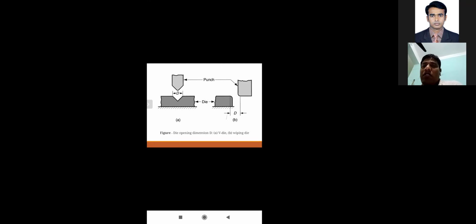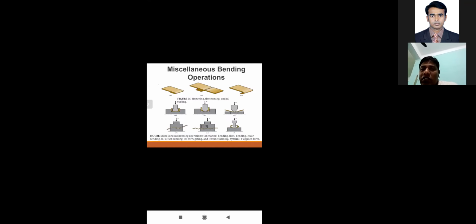This is the clear view for die opening dimension D. A is V die and B is wiping die. There are some other bending operations like hemming, seaming, curling, channel bending, U bending, air bending, offset bending, corrugating bending, tube forming.